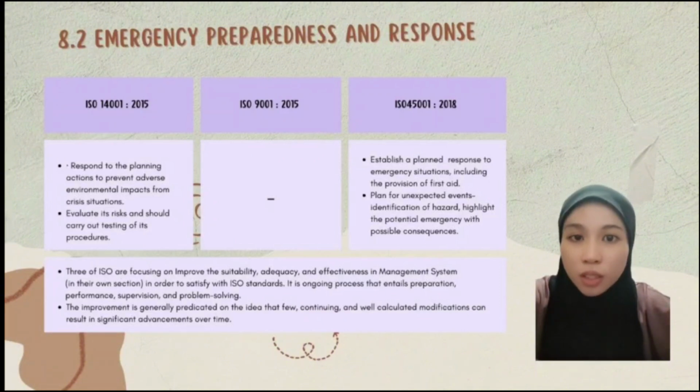The three ISO standards are focused on improving the suitability, adequacy, and effectiveness of the management system in their own selection in order to certify with ISO standards. It is an ongoing process that entails preparation, performance, supervision, and problem solving. The second one is that improvement is generally predicated on the idea that a few continuing and well-calculated modifications can result in significant advancement over time.